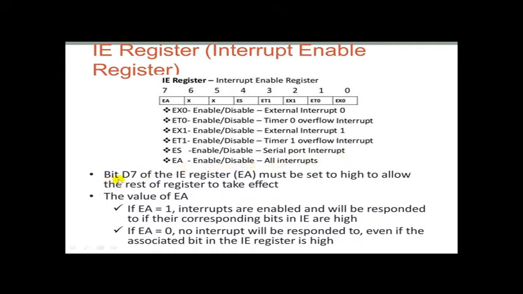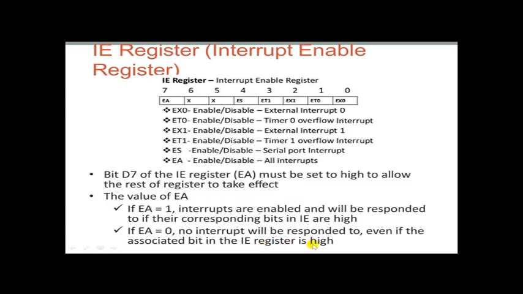Bit 7 of the IE register must be set to high to allow the rest of the register to take effect. That is the value of EA. If EA is equal to 1, the interrupts are enabled and will be responded to if their corresponding bits in IE are high.